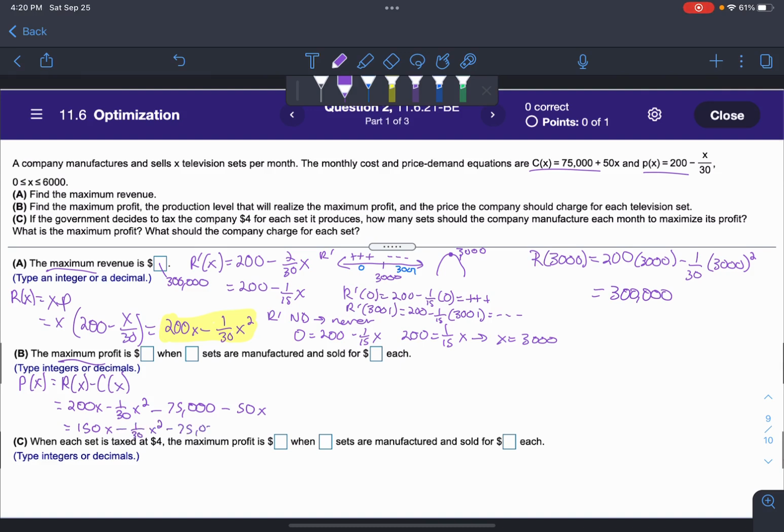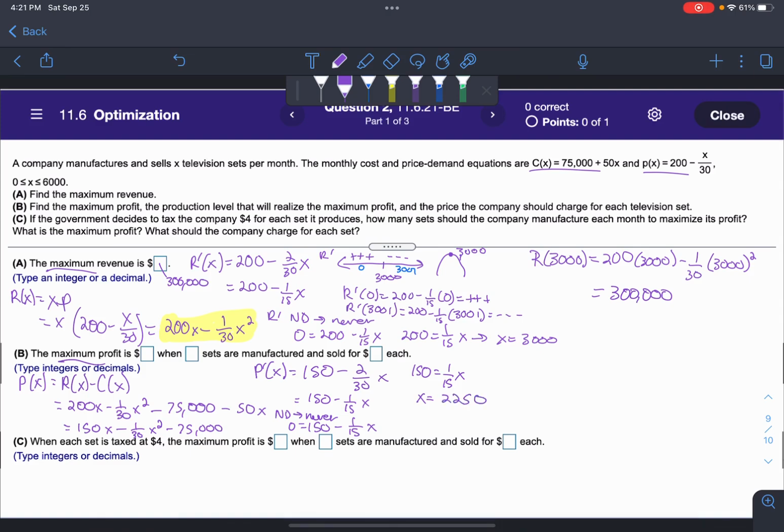So now we want p prime of x, so this will be 150 minus 2 over 30x, or 150 minus 1/15x. So again, it's never not going to be defined, but it will equal 0 when 150 is equal to 1/15 x, or when x is equal to, let's see, what does that come out to? 2250, I believe.